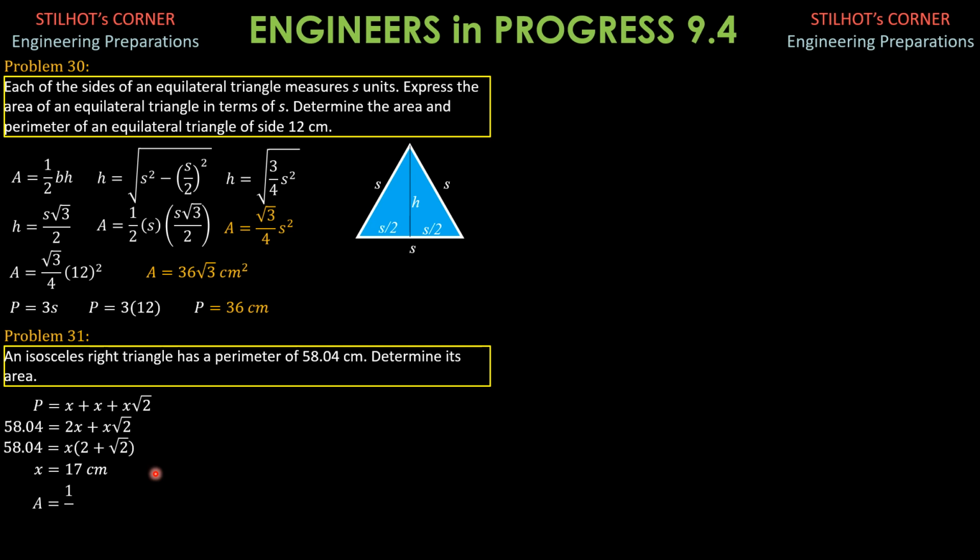Area is 1/2 X squared, 1/2 X times X. So therefore, it is 1/2 of 17 squared, and it is equal to 144.5 square centimeters.